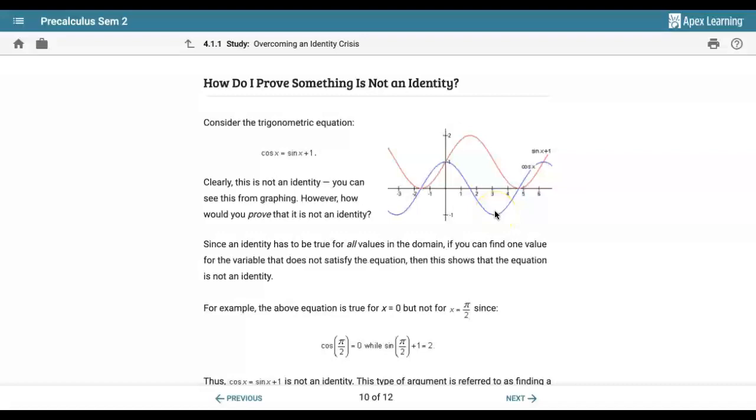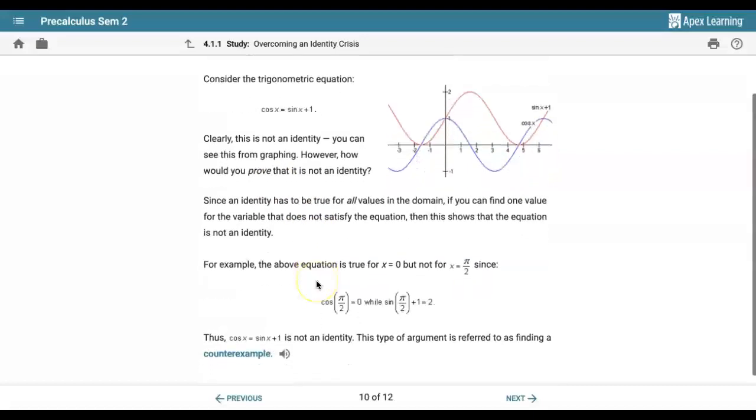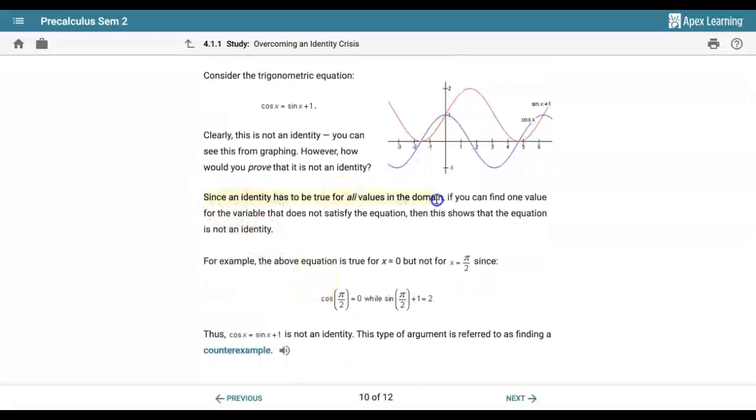Now let's look at how we prove that something is not an identity. If we look at the expression cosine x plus sine x plus 1, this is not an identity. We can prove that using mathematical expressions, or we can look at it graphically. An identity has to be true for all values. So if we look at this graphically and there's one value that does not match up, it's automatically not true.